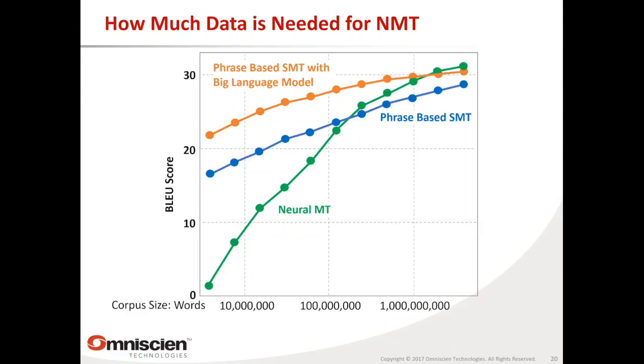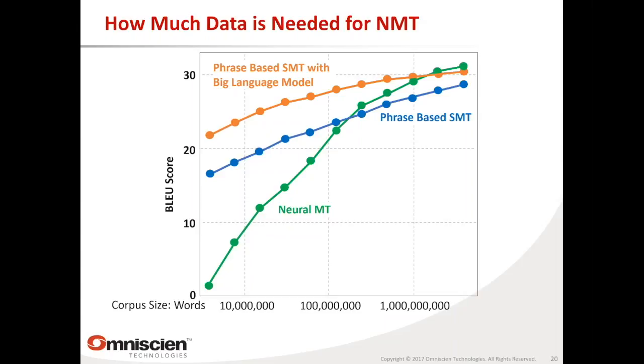Okay, so as you can see, there's convergence points. These are sort of typical examples. They will differ between languages and between domains in terms of complexity. But this gives you a good example of how much data you really need. So, you know, if the engine you're building doesn't have at least 100 million words of training data, then you may be better looking at SMT.